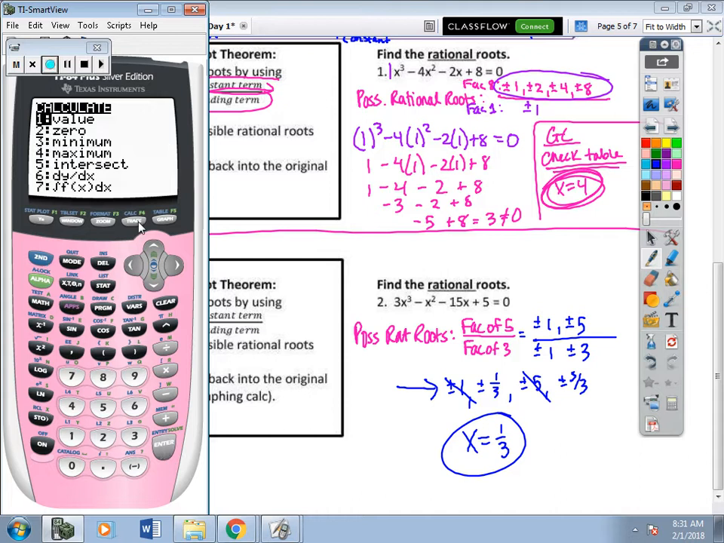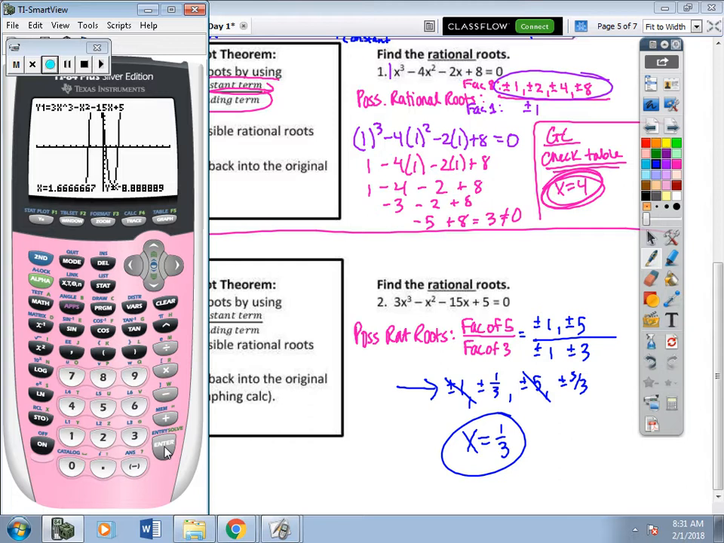So second trace value, let's try negative 1/3. And you'll get 9.7, that's a no. And check all of them. Let's check 5/3 just to be sure. 5/3. No. So it looks like that's the only one that I'm getting. Sometimes you will get more than one, though. That is rational.